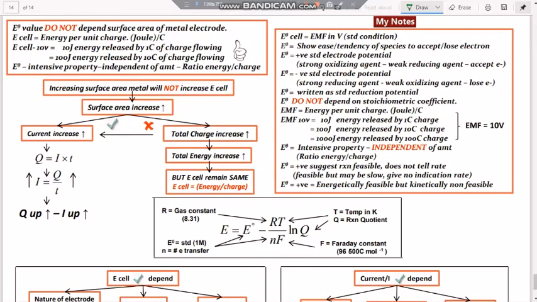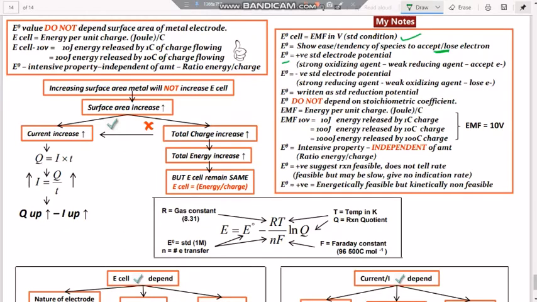So here, E naught cell is the EMF in volts in standard condition, that is, the electromotive force in volts in standard condition is called E naught cell. Another thing here is that E naught cell indicates the tendency of a species to accept or lose electrons. That is the meaning of E naught for every electrode.